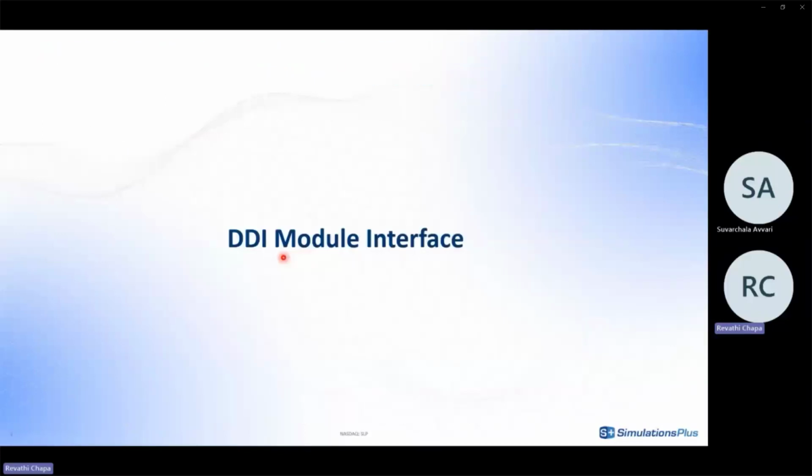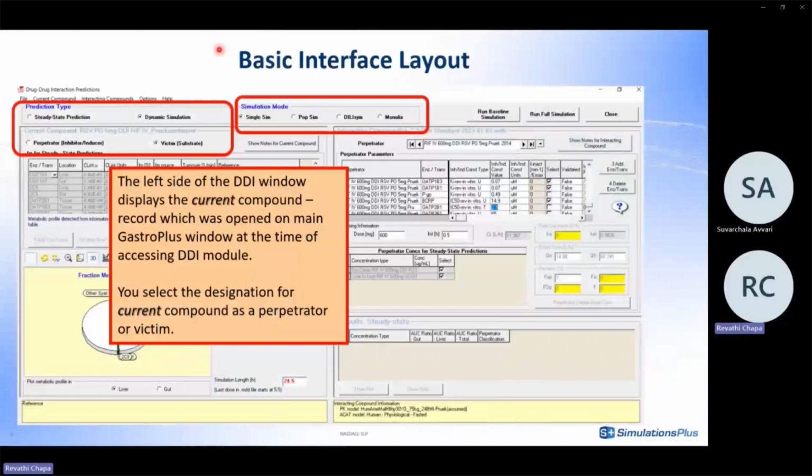Now I will give you a brief overview of the DDI module interface in GastroPlus. This is how the basic interface layout looks. You see there's a partition in between, where on one side you can select your victim, and on the right-hand side you can select your alternate compound. For example, if you select the victim here, here you could select your perpetrator. As you can see, there are two prediction types: one is steady state prediction and the other is dynamic simulation. GastroPlus offers both types of predictions.